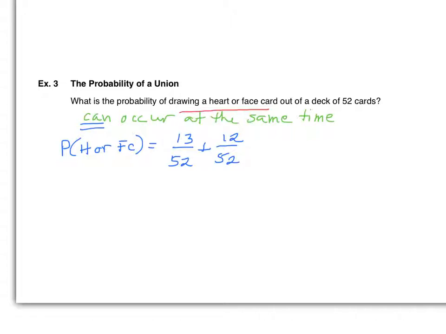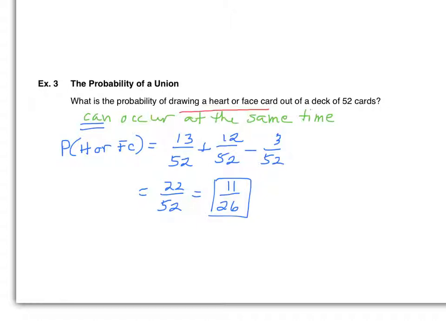But then I had to subtract out the possibility that they can occur together because I want one or the other, not both. So how many hearts are face cards? 3. There's a jack, a queen, and a king of hearts. And so we're going to subtract out 3 out of the 52. That gives us 25 minus 3, which is 22 out of 52, which reduces to 11 out of 26.